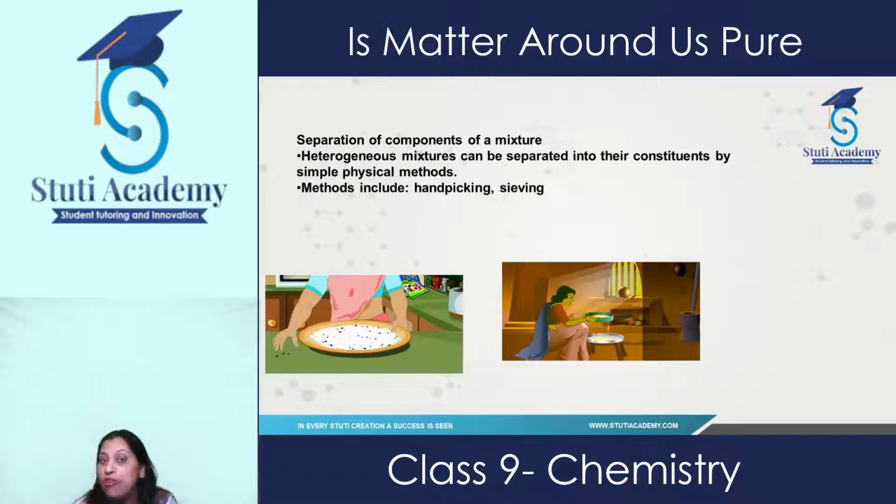But when we are performing the hand picking method, the size of the particles of the two components should be different, so that it is easy for us to identify impurities from the pure ones. So it is easy for us to separate them out. So this one method is the hand picking method. It is a manual method which we use to separate when two solid components of different sizes are present in a mixture. And the second method is sieving.